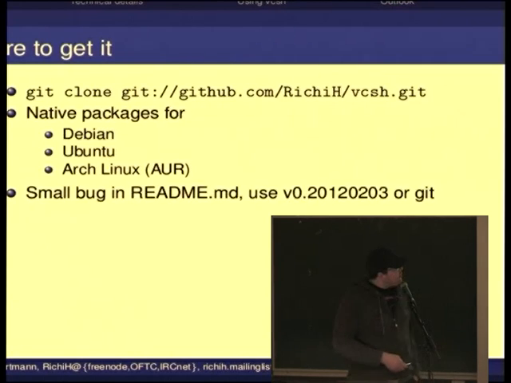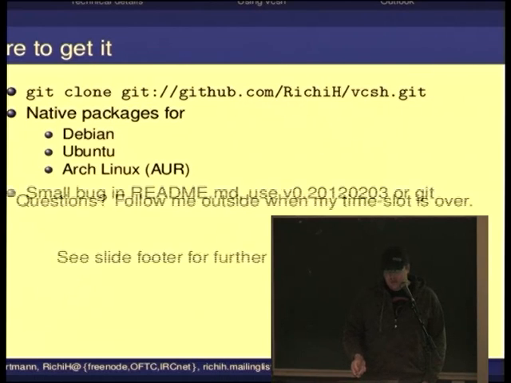You can get vcsh just by cloning my repository. As it's written in POSIX shell, as I said, you don't have to compile anything. You can just run it from in there, or you can install it, whichever you prefer. There are native packages for Debian, Ubuntu, and Arch Linux. And I found out that there is a small bug in my README, so please use the most current version. Because else, if you follow it by the letter, you are going to run into an error. It's not too bad, but still, use this version. Or just git master, because that's always going to run correctly. So that's it, and I'm up for questions.